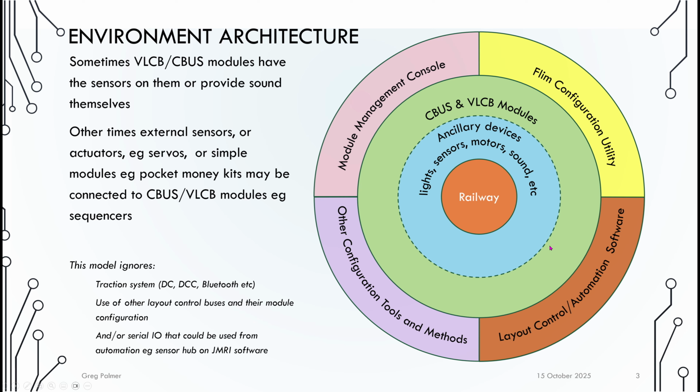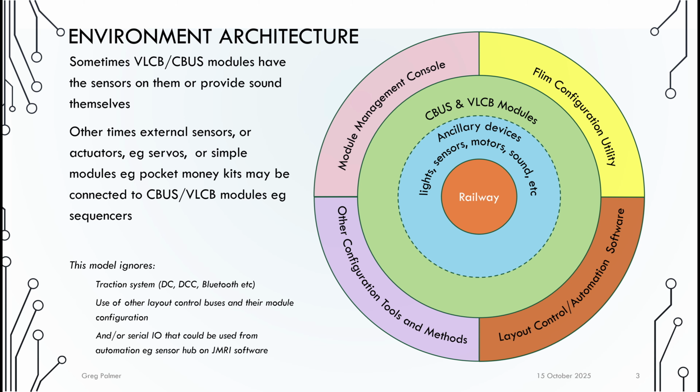Other things that you can do in a model railway environment, JMRI for instance supports multiple layout control buses, so you can have up to 4 layout control buses under here. So we may have CBus doing some, we could have LocoNet doing something, we could even have serial connections out of our JMRI host talking to sensor hubs like was talked about on the Little Wicket YouTube channel.